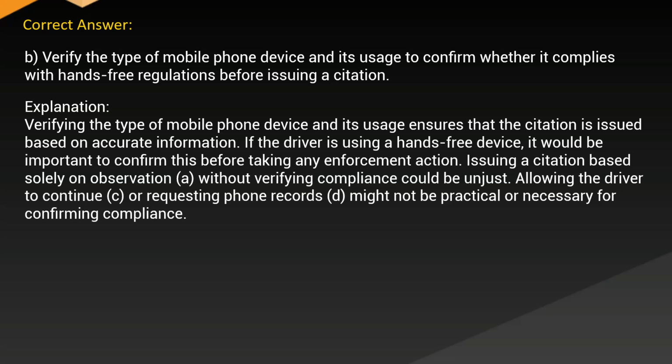Issuing a citation based solely on observation, A, without verifying compliance could be unjust. Allowing the driver to continue, C, or requesting phone records, D, might not be practical or necessary for confirming compliance.